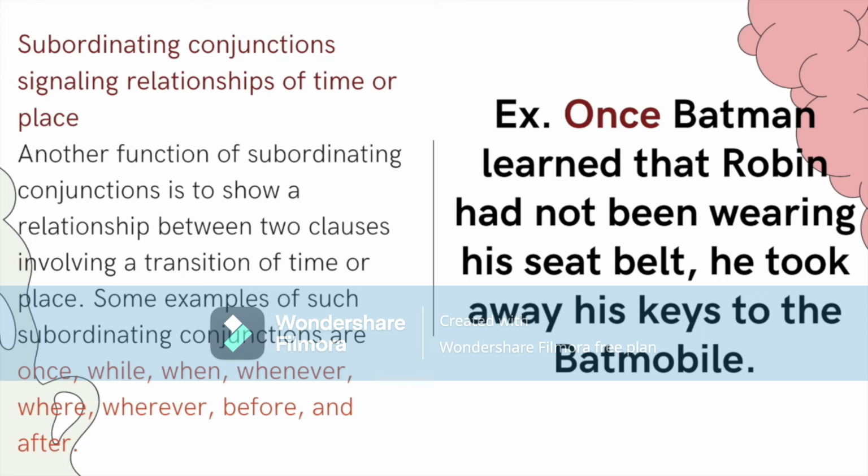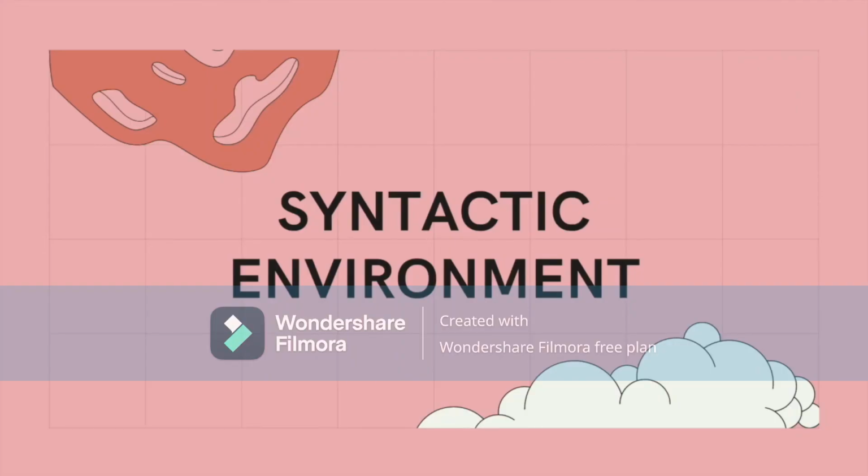Subordinating conjunctions signaling relationships of time or place. Another function of subordinating conjunctions is to show a relationship between two clauses involving a transition of time or place. Some examples of such subordinating conjunctions are once, while, when, whenever, and so on. Here is an example: Once Batman learned that Robin had not been wearing his seatbelt, he took away his keys to the Batmobile. The subordinating conjunction once here shows a relationship of time. Let us now proceed with the syntactic environment.